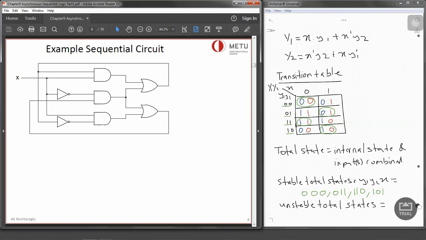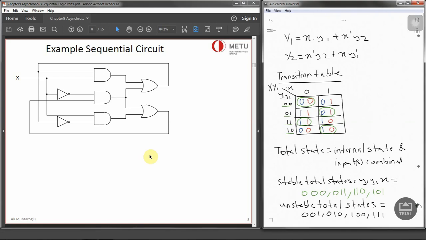So in this case, it's going to be 0, 0, 1, 0, 1, 0, 1, 0, 0, and 1, 1, 1. Those are our unstable states. So normally on the transition table, to show the stable states, we use circles. So those green circles are representing the stable total states.